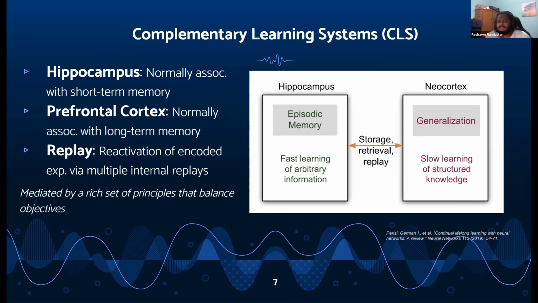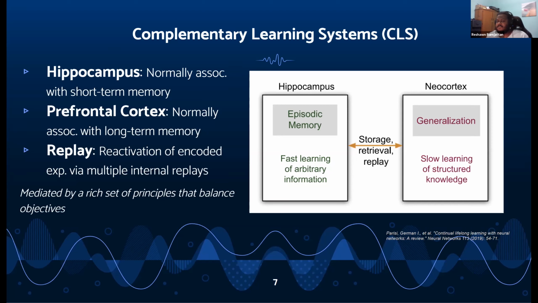So there's the complementary learning systems theory. And here, the hippocampus is normally associated with short-term memory. The prefrontal cortex, which is within the neocortex, is usually associated with long-term memory of core concepts and key knowledge. And the consolidation from short-term to long-term is believed to be through these internally generated replays of experiences. And these replays could be when you're unconscious, like when you're sleeping, or when you're conscious.